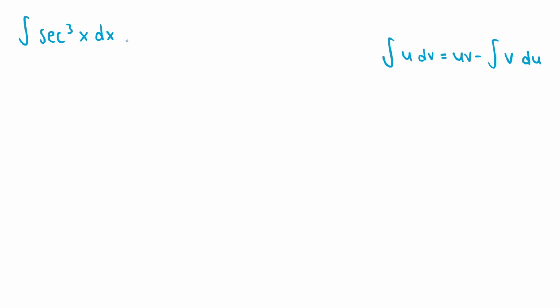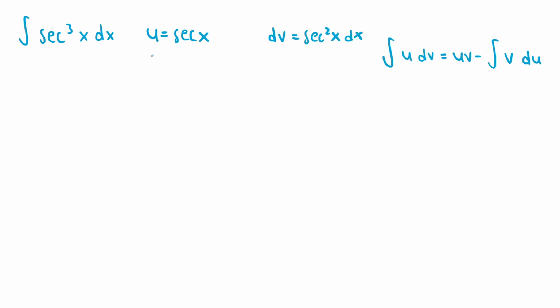We start off by doing integration by parts and let u equal secant of x and dv equal secant squared of x dx. This works because if we multiply secant of x with secant squared of x, we end up with secant cubed of x, which is the integrand we're working with.